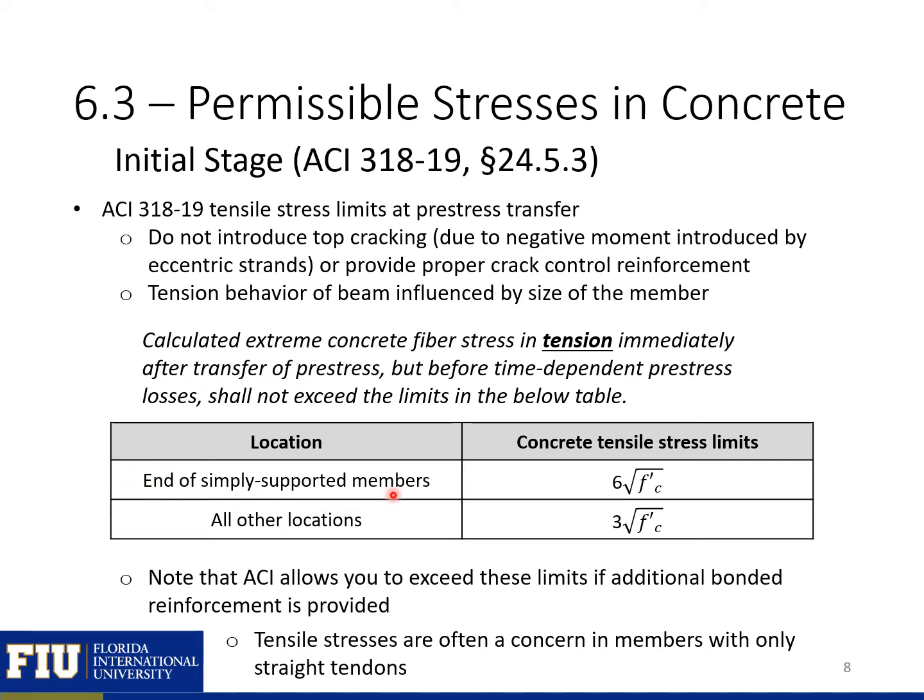If we're at the end of the member, we need to keep our tensile stress under 6 times the square root of f'c, where f'c is in units of psi. Other locations, our tensile limit goes down by a half, so we need to keep our tensile stress under 3 times the square root of f'c. The tensile stress at release is one of the stress limit states that will often control our design. So we'll look at different ways that we can minimize these end region stresses.